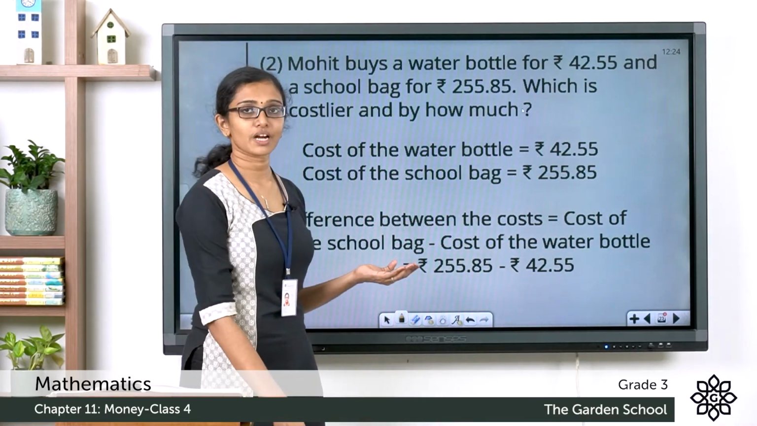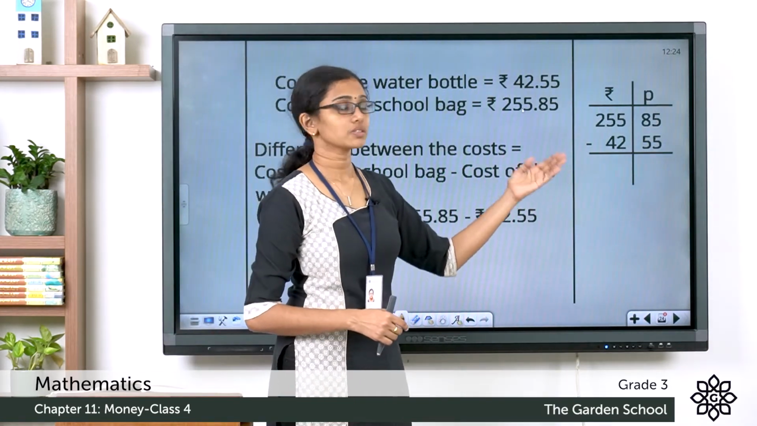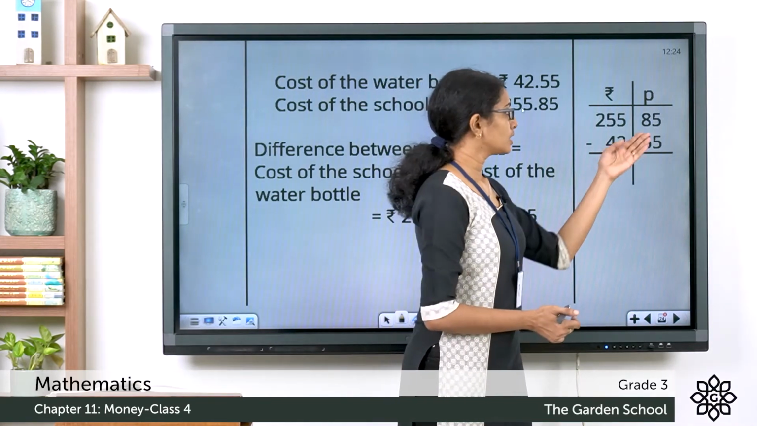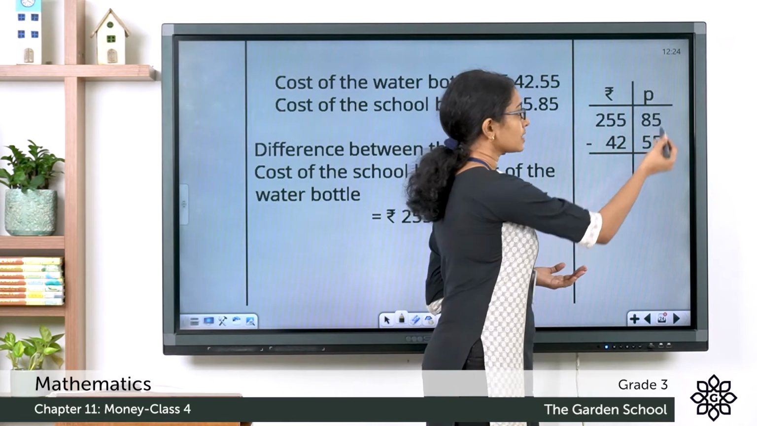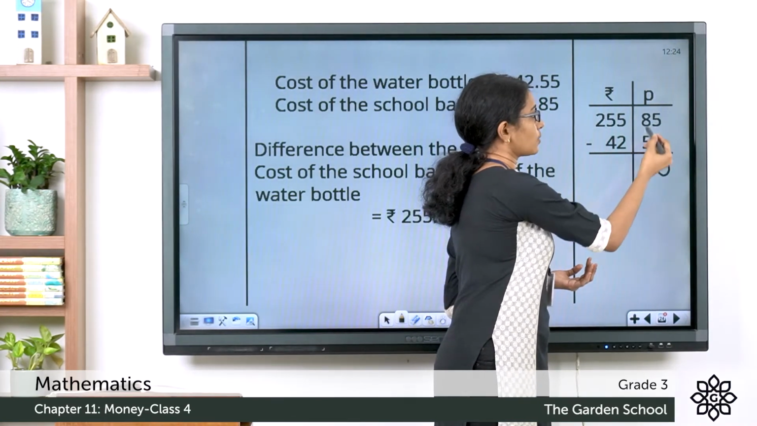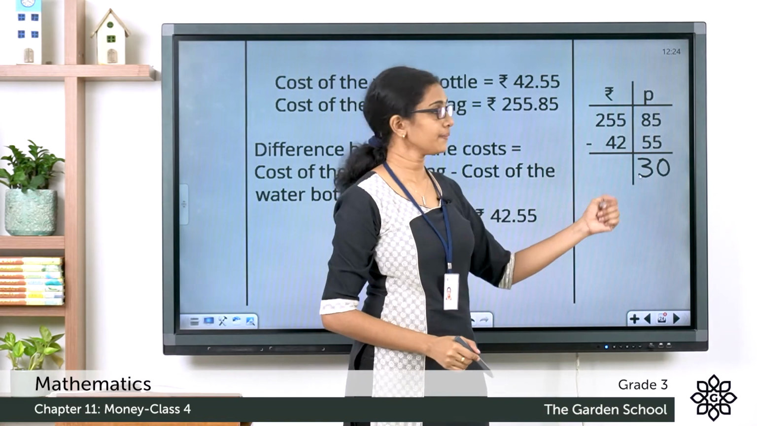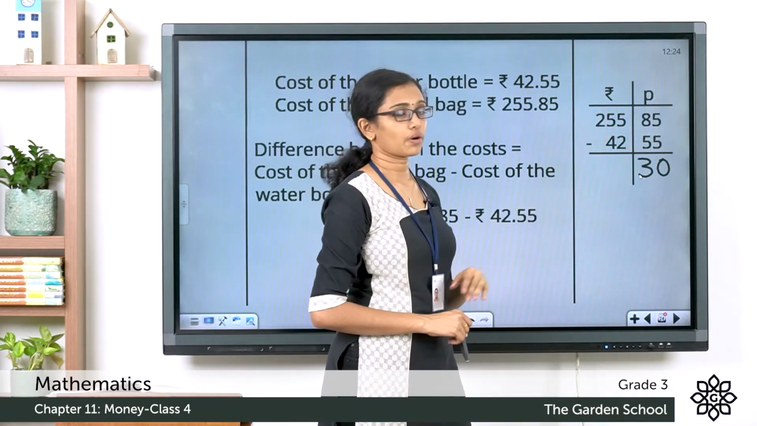So let's do the subtraction in the working column. You have written the given amounts in the proper columns. Starting with the paise column, we have 85 paise minus 55 paise. What is the answer? 5 minus 5, it is 0. 8 minus 5, it is 3. So here we have 30 paise, and in the rupee column we have 255 minus 42.